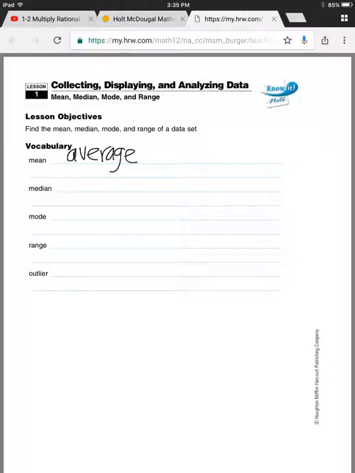The median is the middle number, or the mean average of the two middle numbers in an ordered set. So, middle number. The mode is the number or numbers that occur the most often in a set of data. When all the numbers occur with the same frequency, there is no mode. So, number occurs most.